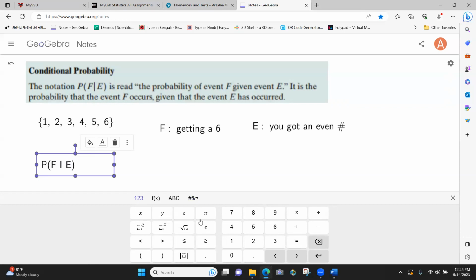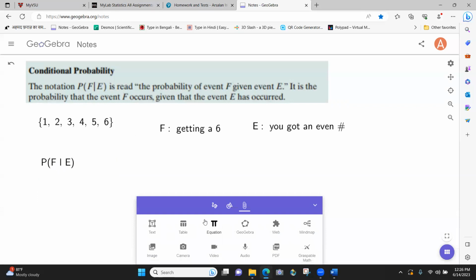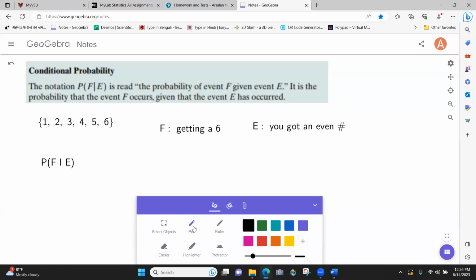Now let me see if I can do a slightly better job. I don't think I can because it's giving me an absolute value sign. I want just this line. All right, this line is a vertical line and you have to get it. This is just a vertical line. So how do we read it?